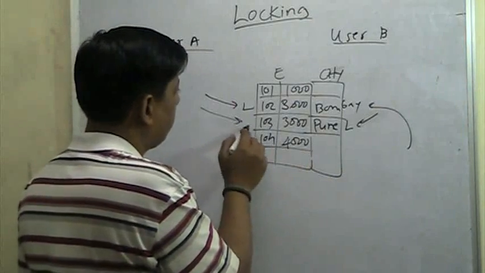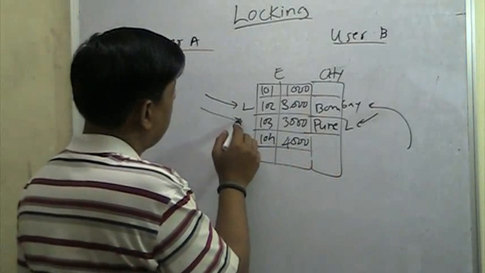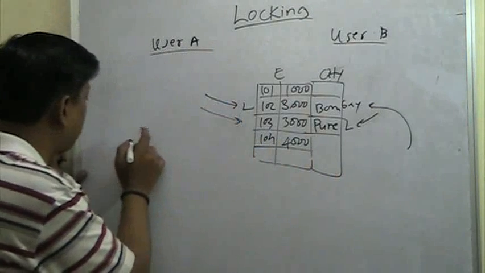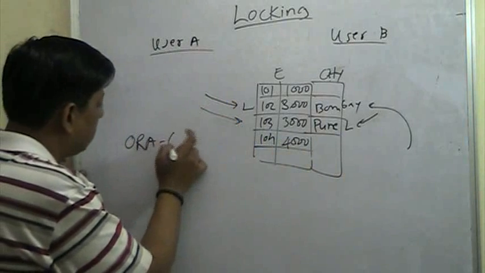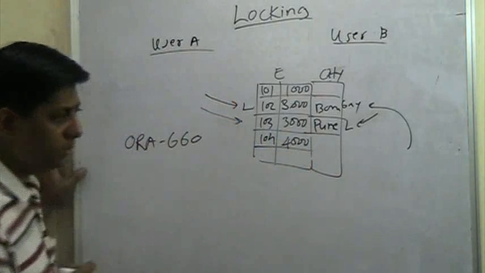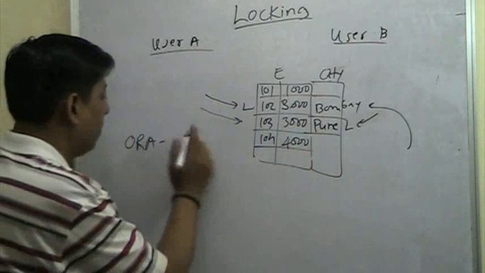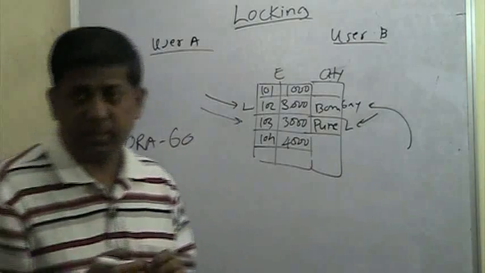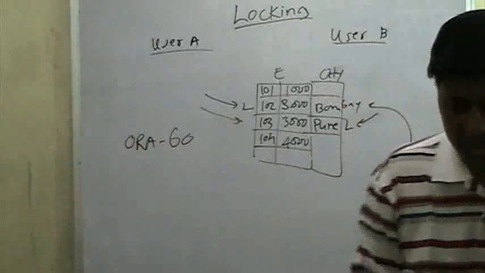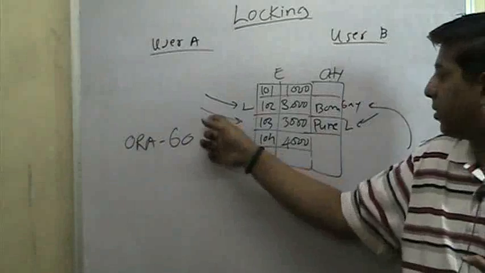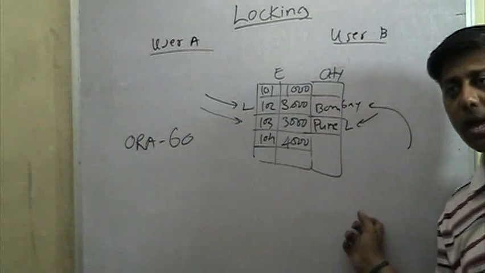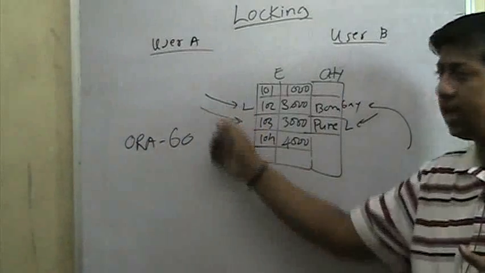This guy will get what is called ORA-00060. Yes, ORA-00060, deadlock detected, and that error is going to get rid of this guy's transaction. This guy will go ahead further, and then a little later on, once he commits, this guy can come back and continue.